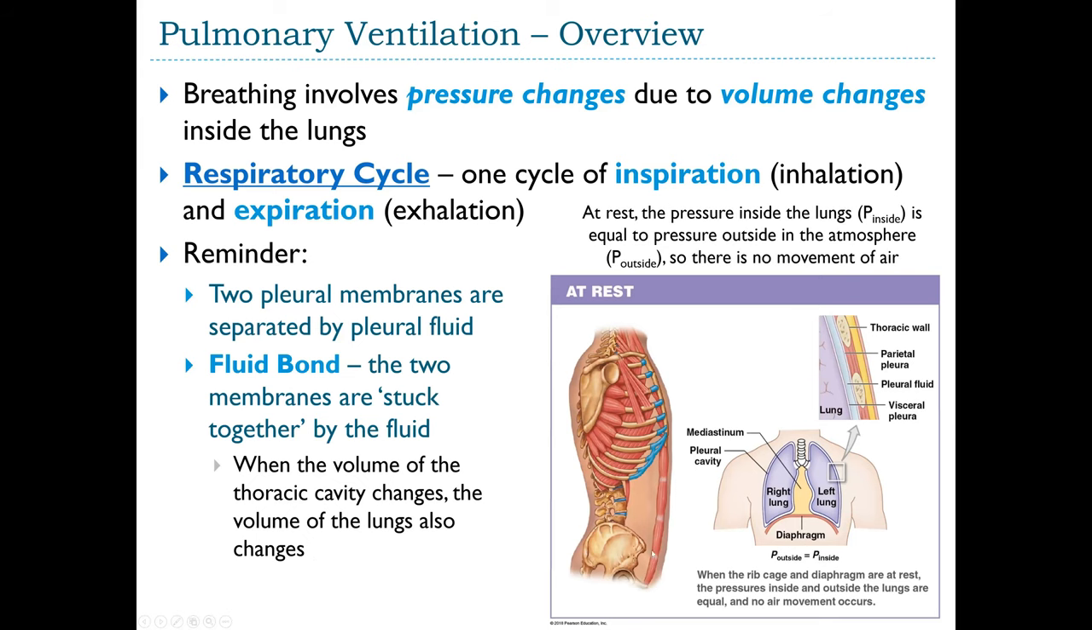Also note that at rest, so like if you're holding your breath or you're currently not breathing, the pressure inside the lungs, represented by P inside, is equal to the pressure outside of the lungs in the atmosphere, which is represented by P outside. So since the two pressures are equal, there is no movement of air. So we would say P outside equals P inside. And in this case, and in the upcoming cases, the P in these examples is also called intrapulmonary pressure, so the pressure inside the lungs. It can also be called the intraalveolar pressure because we're specifically talking about the pressure inside the alveoli.